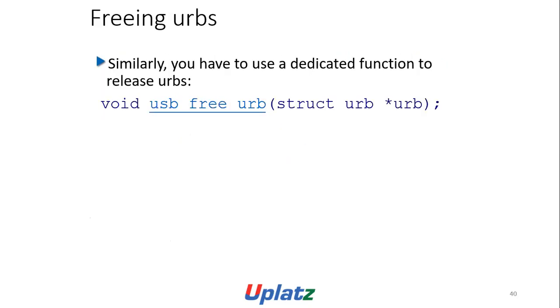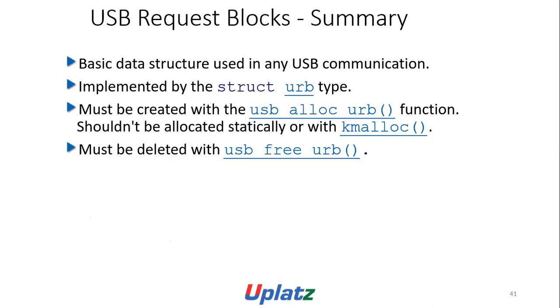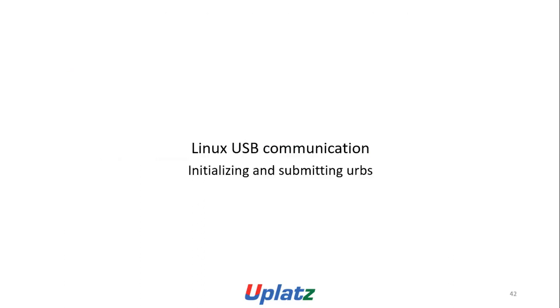Freeing a URB: similarly, you have to use a dedicated function to free these URBs: void usb_free_urb(struct urb *urb). USB request blocks summary: the basic data structure used in any communication is implemented by the struct urb type. It must be created with the usb_alloc_urb function, should not be allocated statically or with kmalloc, and must be freed with usb_free_urb.